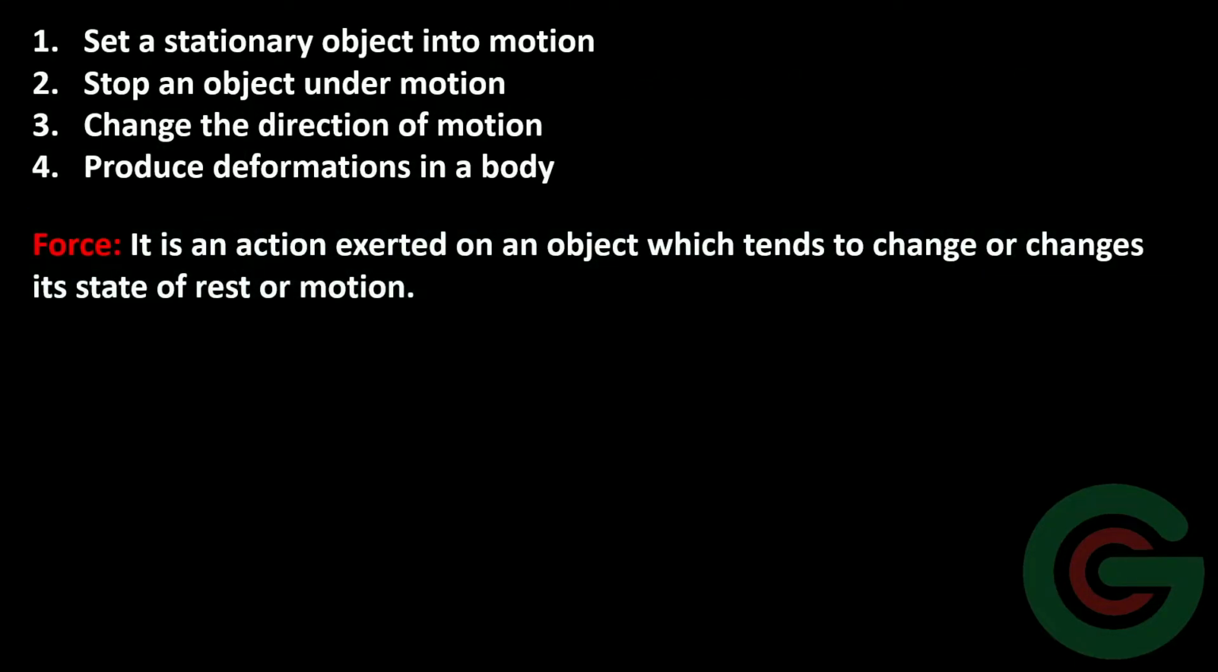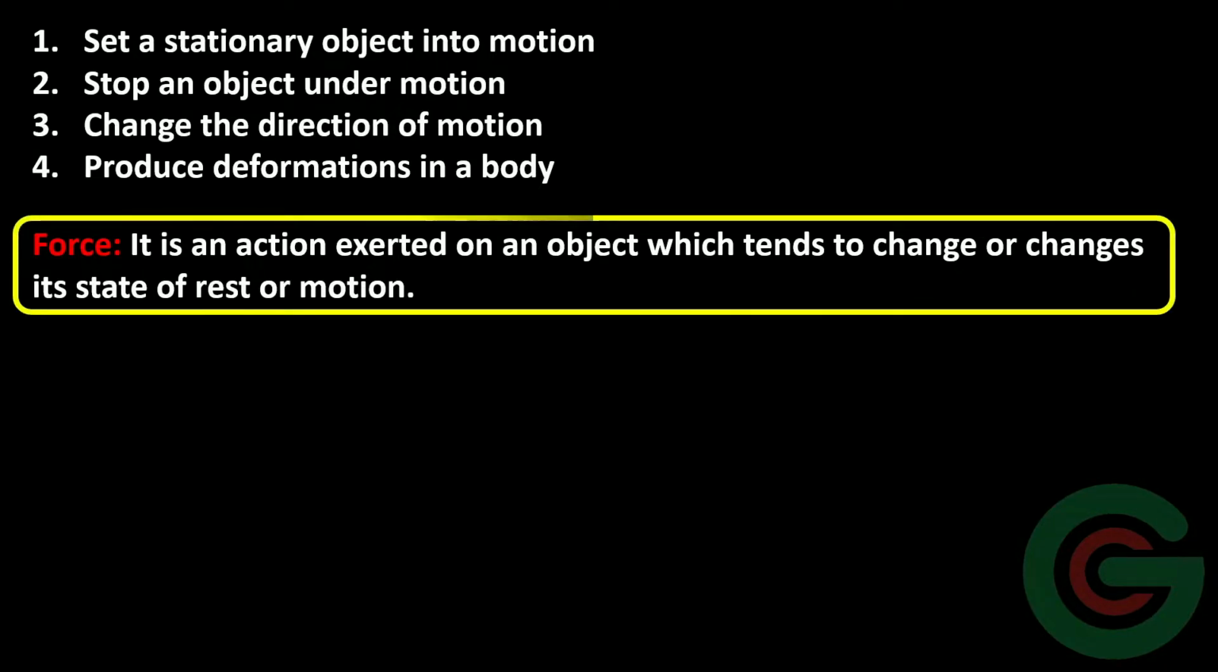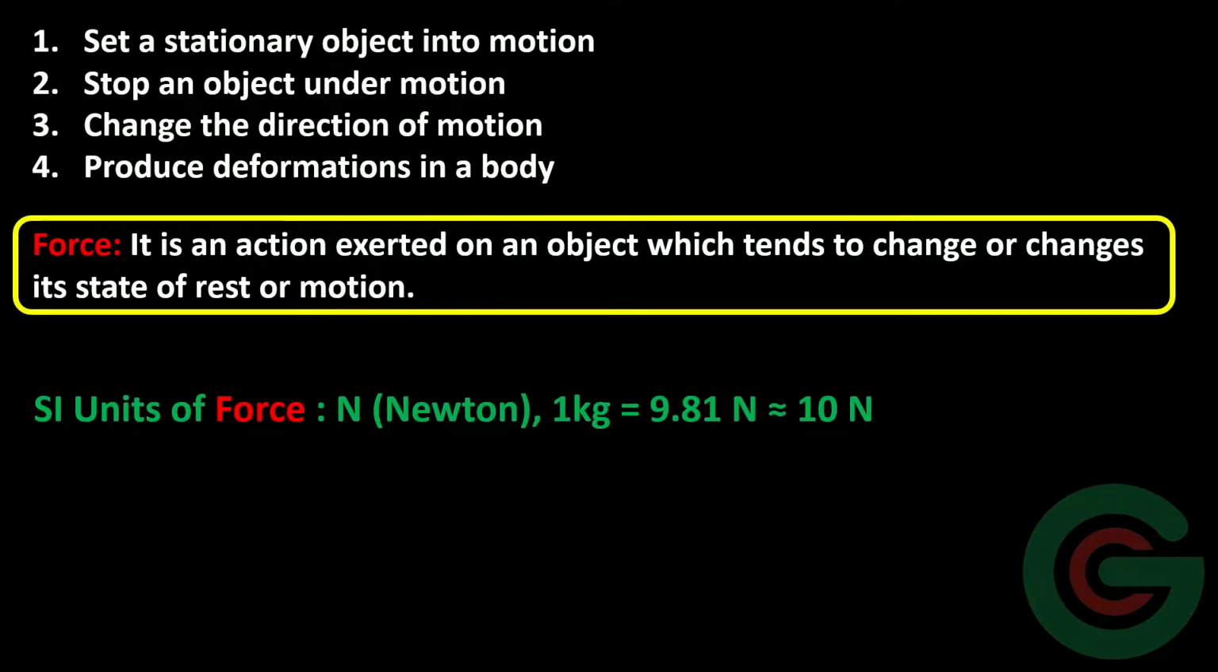We have discussed what a force can do. Now we can define a force as an action exerted on an object which tends to change its state of rest or motion. The SI unit of force is Newton, where 1 kilogram equals 9.81 Newton, which can be approximated as 10 Newton. SI stands for International System of Units, which is followed by all the countries around the world.